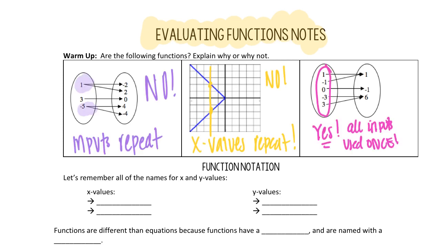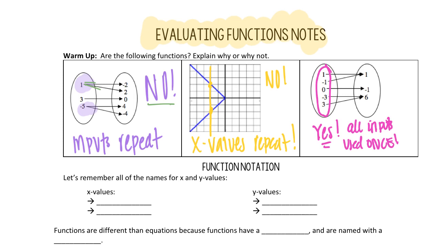All right, hopefully you were able to give those a shot on your own. And the first one, in that map, if you look at the map, you'll notice that this 1 is being dragged to two places. This 1 is being dragged to the -2 and to the +2. This makes it not a function because the inputs are repeating. The x values are repeating themselves.